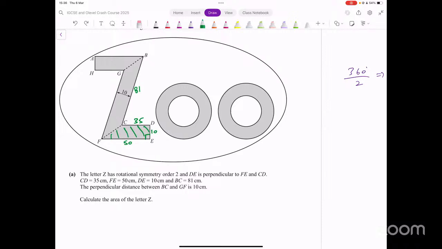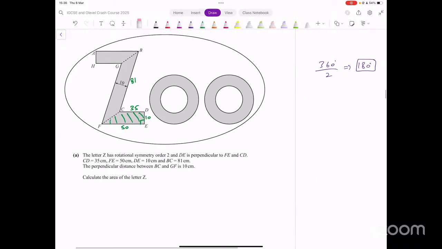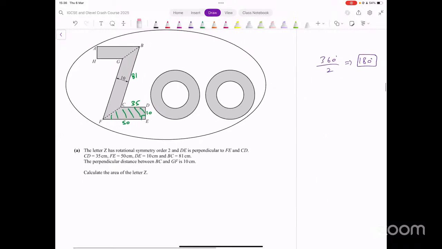So two parallel sides have lengths 50 and 35 respectively. The distance between them is 10. So we have the height of this trapezium as well. We can find the area of this trapezium, right? Let's find that first.